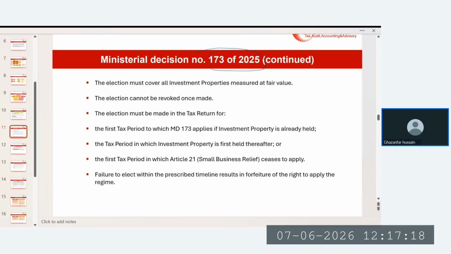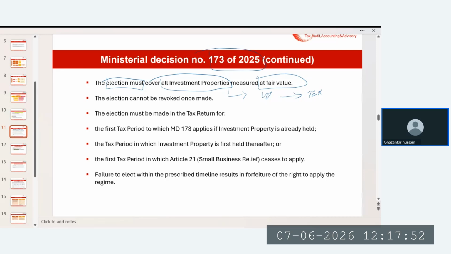The election must cover all investment property measured at fair value. Under the transitional rule, if we have categorized at fair value, then we have to cover all properties. Like if we have 10 properties, all will be covered for the tax depreciation.